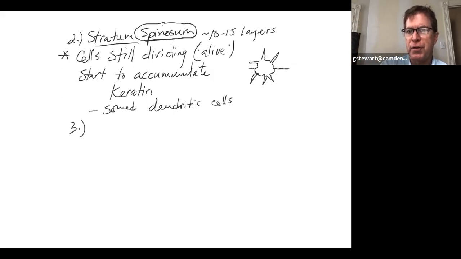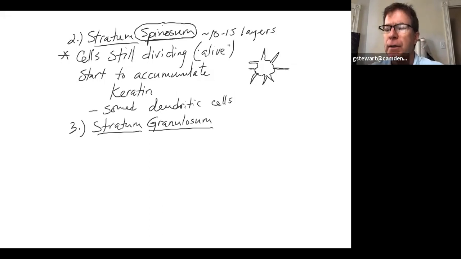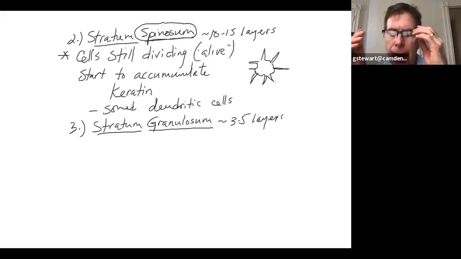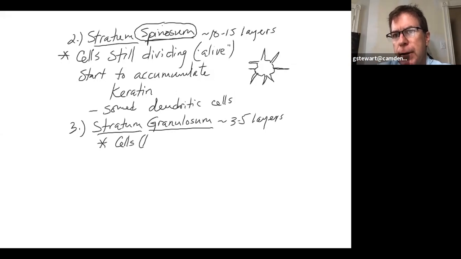Remember, we're going toward the surface of the skin. Layer 3 is the stratum granulosum. First, this is a thinner layer, once again about 3 to 5 cell layers thick. It has some special qualities. The cells, and by cells I mean keratinocytes at this point, undergo a process of cellular self-destruction called apoptosis.